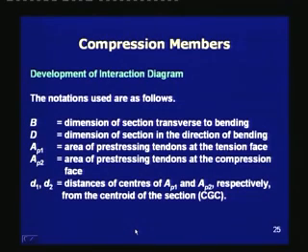The notations thus used are as follows. B is the dimension of section transverse to bending. D is the dimension of section in the direction of bending. A_P1 is the area of prestressing tendons at the tension face. A_P2 is the area of prestressing tendons at the compression face. D1 and D2 are the distances of centers of A_P1 and A_P2 respectively from the centroid of the section, which is CGC.